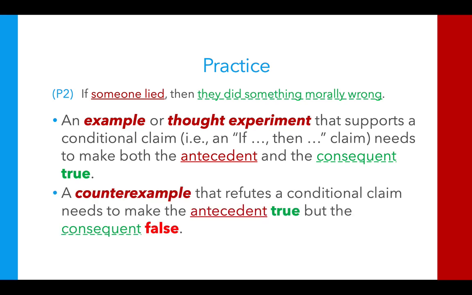A counterexample, right, if I'm going to try and disprove this conditional claim, I need to make the antecedent true, but I need to make the consequent false. So I need it to be a case where someone lied, but they didn't do anything wrong. That would be a counterexample. It would show that this conditional claim isn't true.